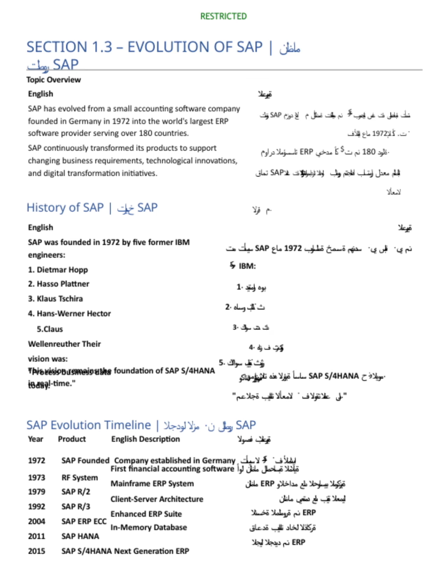Let's take a look at the evolution of SAP, a journey that started back in 1972. Founded by 5 former IBM engineers in Germany, their vision was simple but powerful: to process business data in real time. From humble beginnings as a financial accounting software, SAP grew into the world's largest ERP provider. Over the decades, they've adapted their technology, moving from mainframe systems to client-server architecture, then to in-memory databases. This evolution laid the foundation for today's SAP S/4HANA, the next-generation ERP designed for modern business needs.